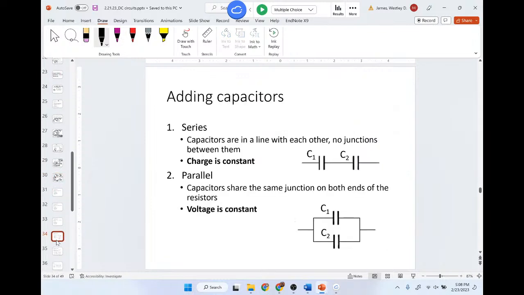Okay, so let's move on to some new stuff. So we just did resistors. Great. Resistors, good job us. We've learned how to combine them. We've learned that current's constant in series. We've learned that voltage is constant in parallel.